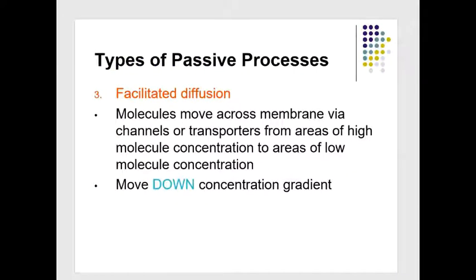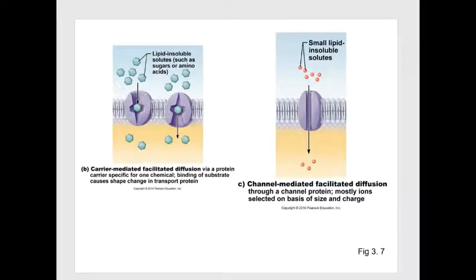Okay, so one of the other types of passive transport is facilitated diffusion. In facilitated diffusion, molecules move across the membrane via transporters or channels, which restrict the particular molecule, but they still are moving naturally down the concentration gradient. So it requires a carrier protein in order to allow some of these larger materials in.